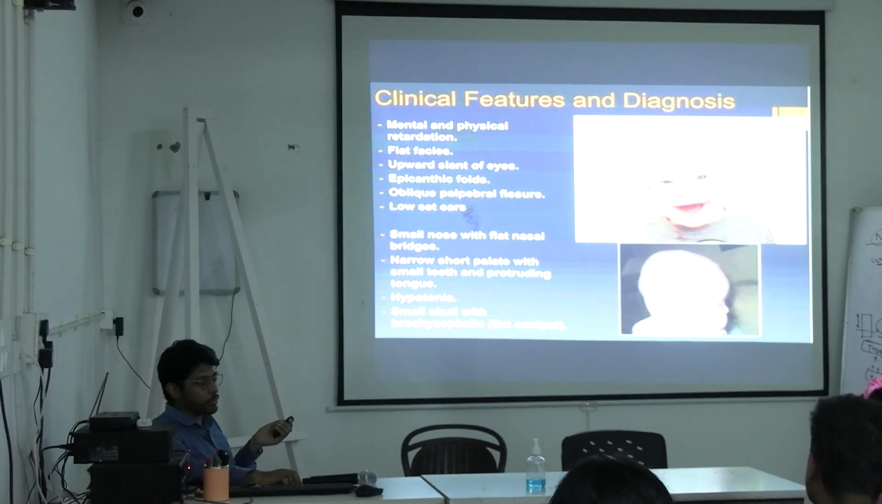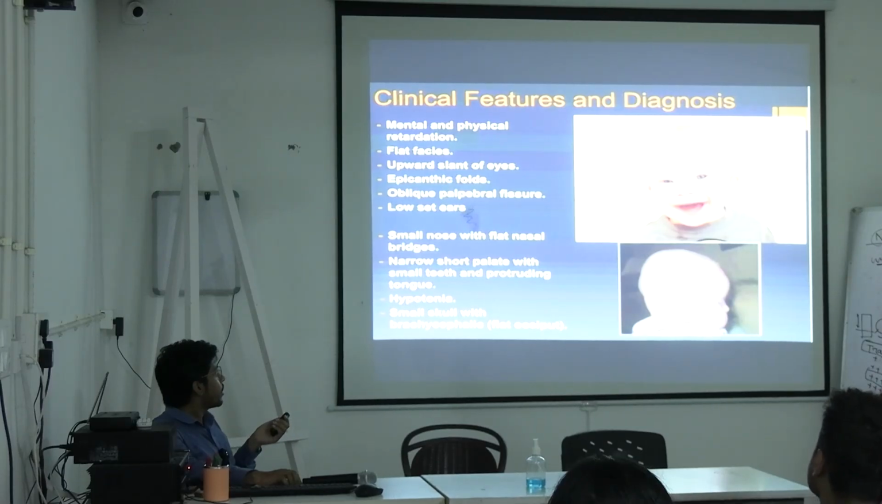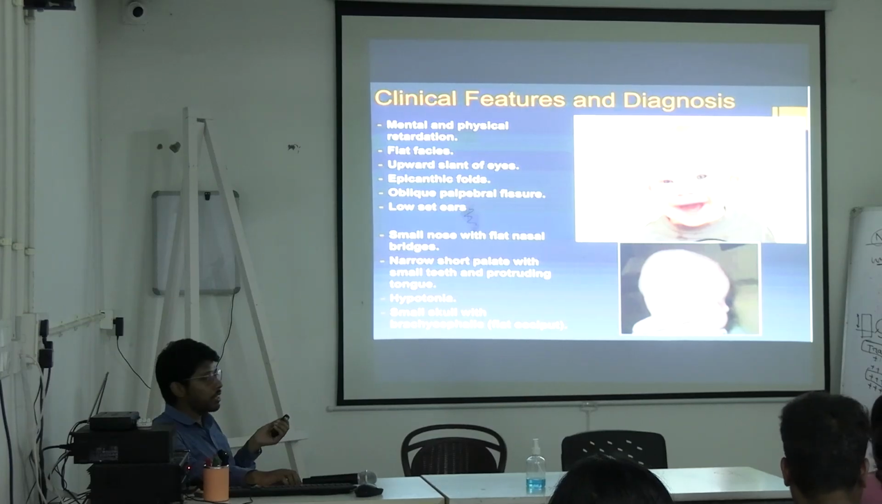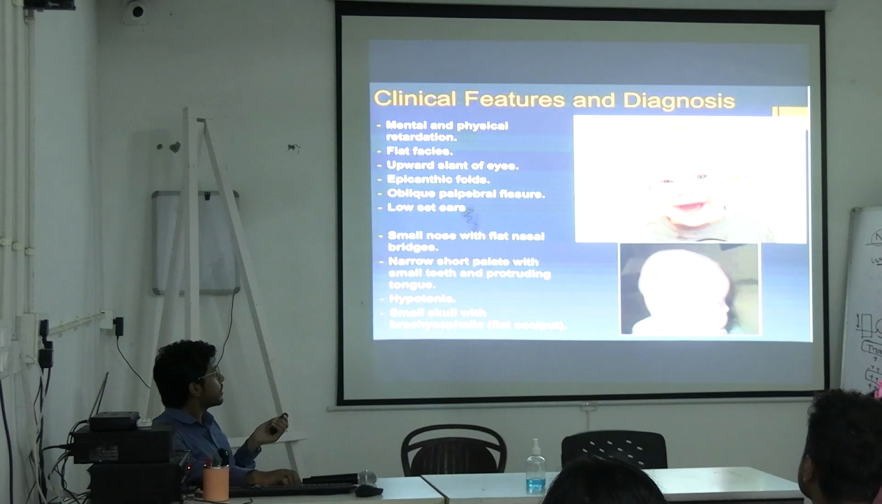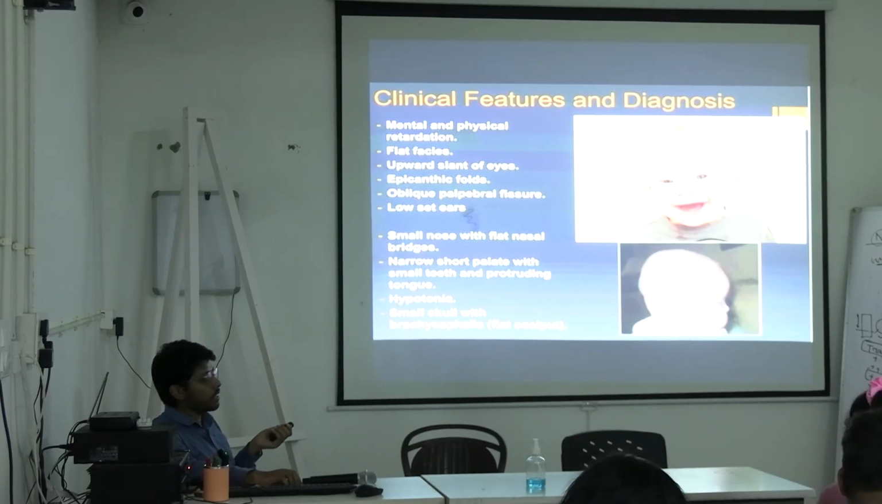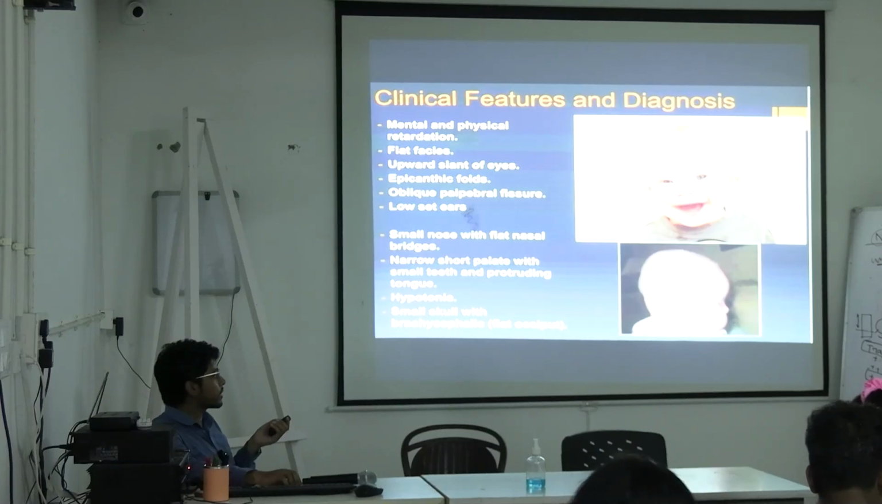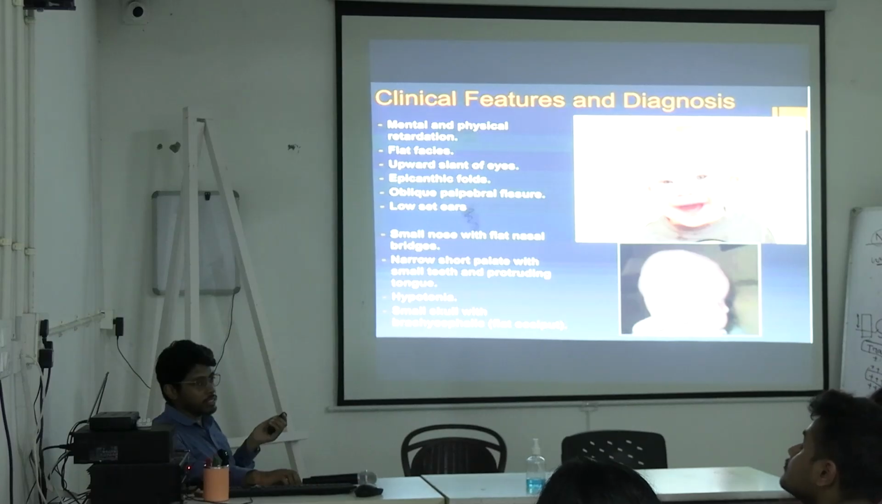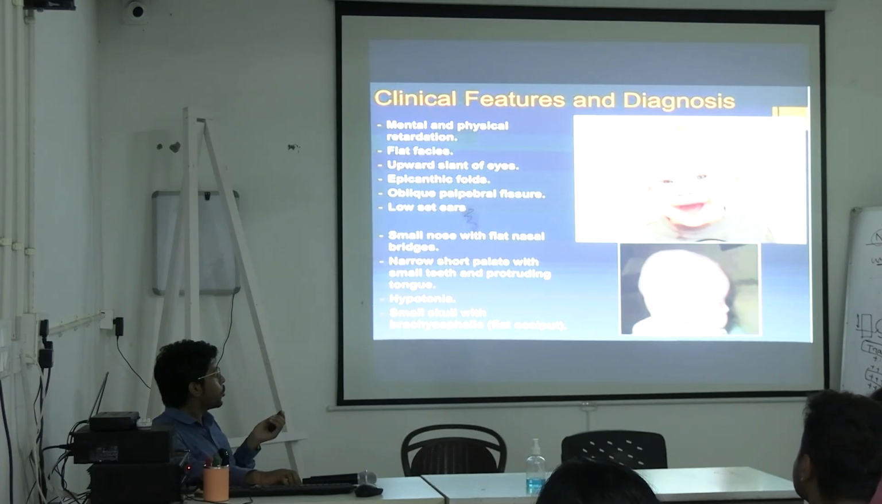Then clinical features of Down syndrome: mental and physical retardation, developmental delay, flat faces, upward slanting of eyes, that is Mongoloid Slant. The position of the outer canthus will be higher than the inner canthus, that is Mongoloid Slant. Then epicanthic folds, extra folds at the inner canthus of the eye. Then oblique palpebral fissure and low set ears.